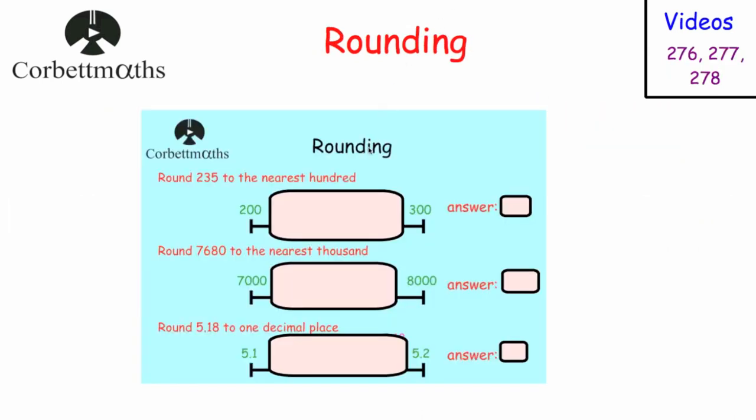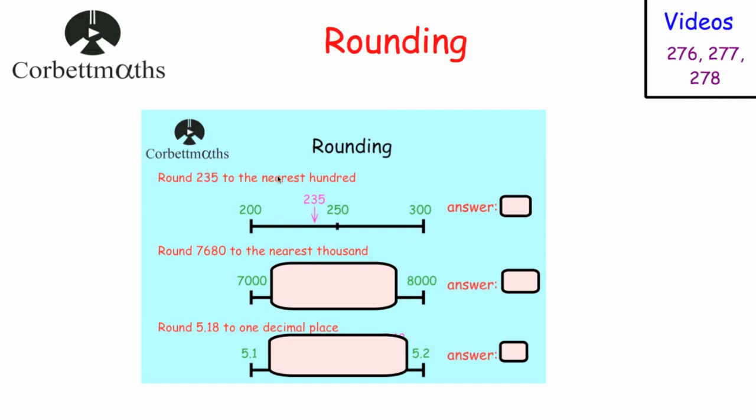Okay, it's very important in M1 that you know how to round numbers. So our first question says round 235 to the nearest 100, and this is the Corbettmaths revision card. So we're rounding 235 to the nearest 100. Because 235 is in between 200 and 300, our answer will either be 200 or 300. So if we consider where it is on the number line, we've got 250 in the middle, and 235 would be below 250. So 235 on the number line would be somewhere like here. So that means that it's closer to 200 than it is to 300.